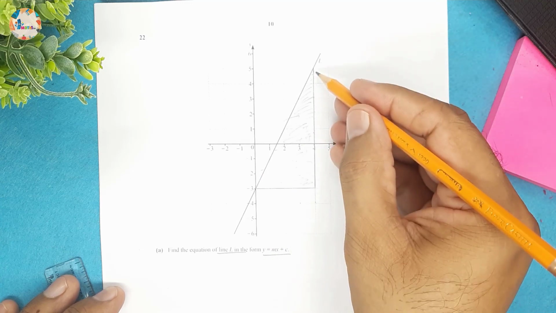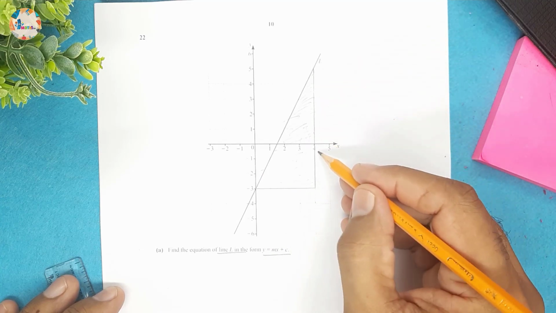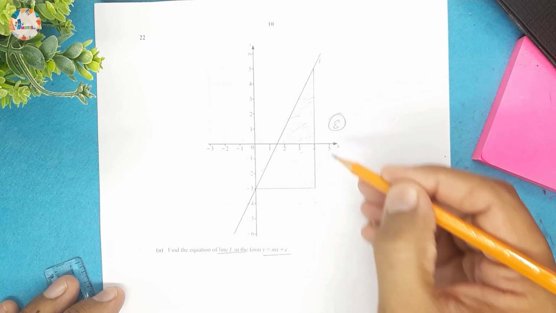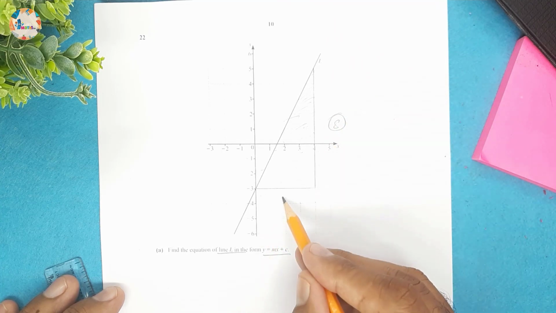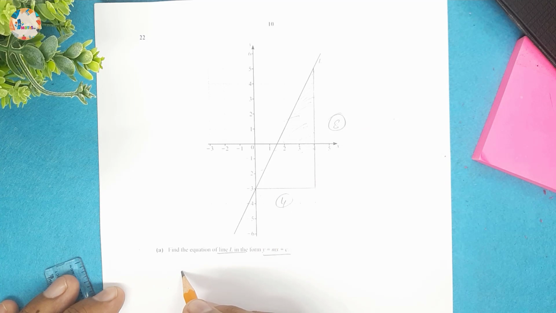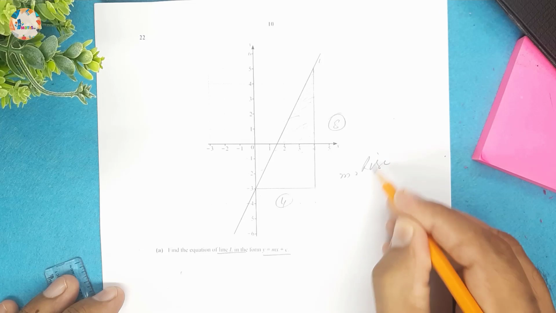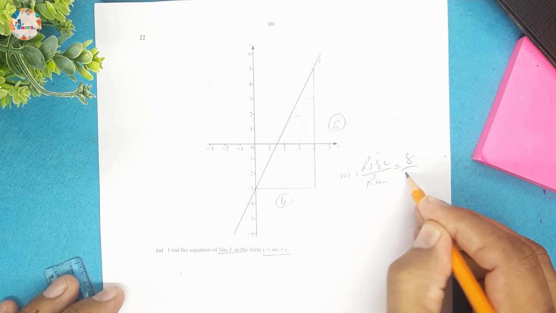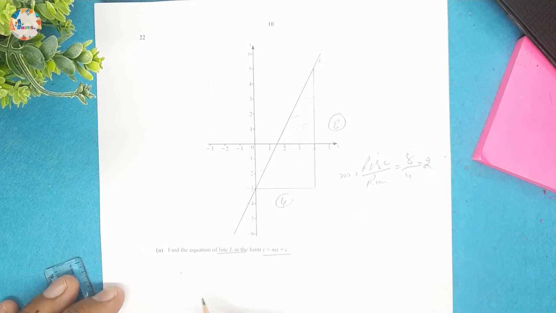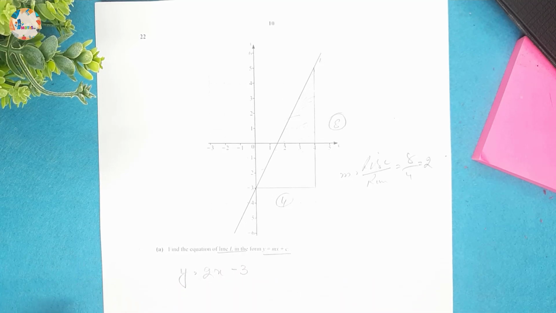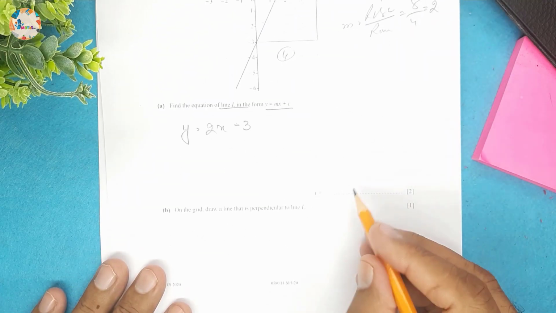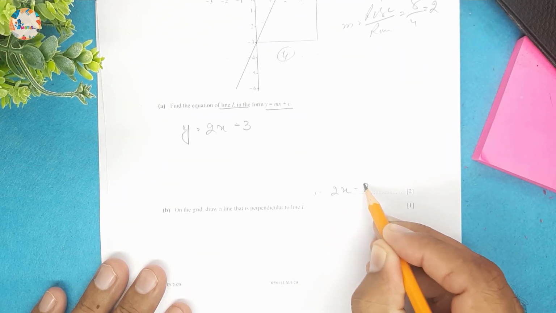So this will be 1 2 3 4 5 6 7 8. So 8 units on this side and 1 2 3 4 units on this side. So rise over run, m will be equal to 8 by 4, and this will be equal to 2. So the gradient is 2 and the line is passing through -3. So y is equal to 2x minus 3. So our answer is 2x minus 3.